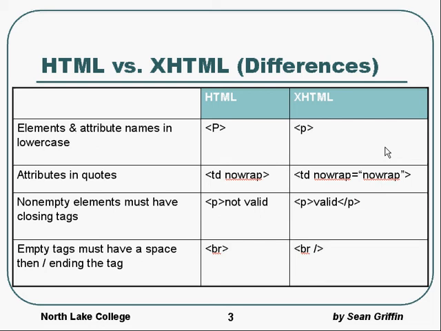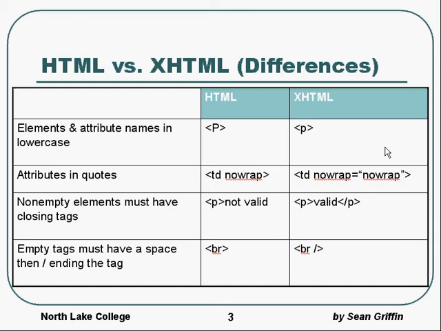Attributes would be in quotes. In this particular example, we have a table data or table cell, and we said, hey, we don't want text inside of it to wrap around onto 2 lines. We just wanted it to be on 1 line. So we had a nowrap attribute. And in the HTML column, you can see how it used to look. Now, you have to have your attributes in quotations. It's standard. You'll always see it that way.